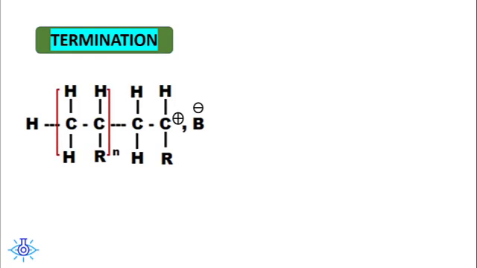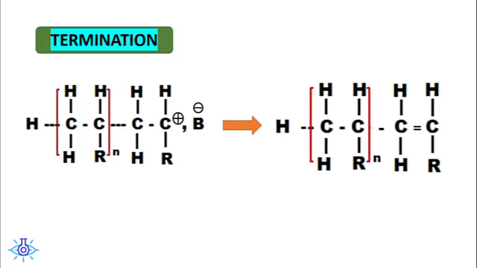The third step is termination. Termination can take place in two ways. Termination is the end of the reaction. The growing chain comes to an end, giving the byproduct out, that is H plus BF3 OH minus is removed, forming the dead polymer or end product. This can occur in two ways. One is the ion pair precipitation.